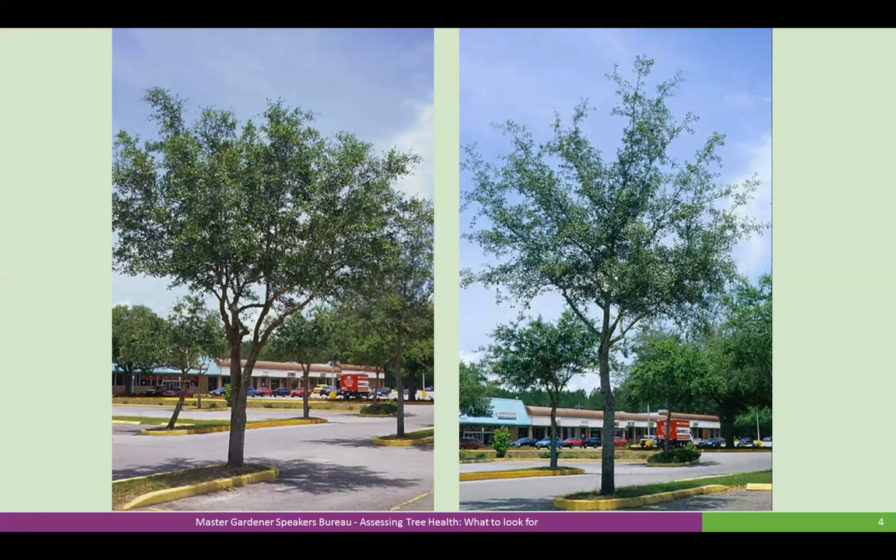And when it was younger, it wasn't such a big deal. You may have had codominance with those two stems, to where the tree couldn't make up its mind which one was going to be the leader. And it should have been trimmed off back in its nursery days, back before it was 5 years old, but someone didn't do it. Something happened, and that branch was allowed to stay.